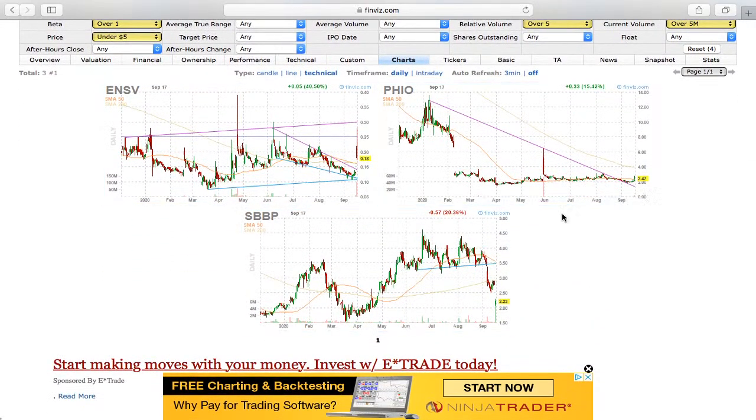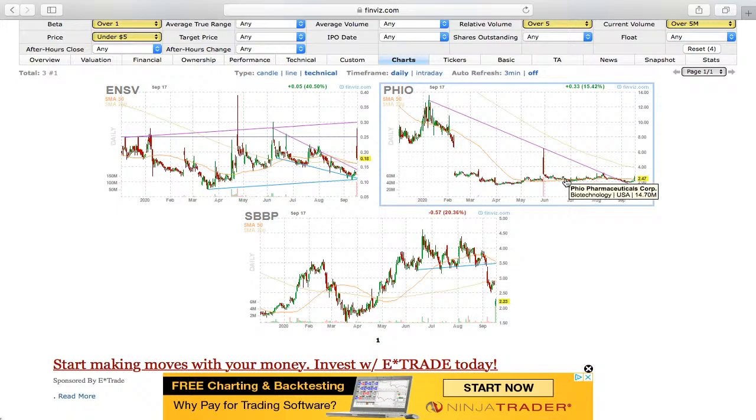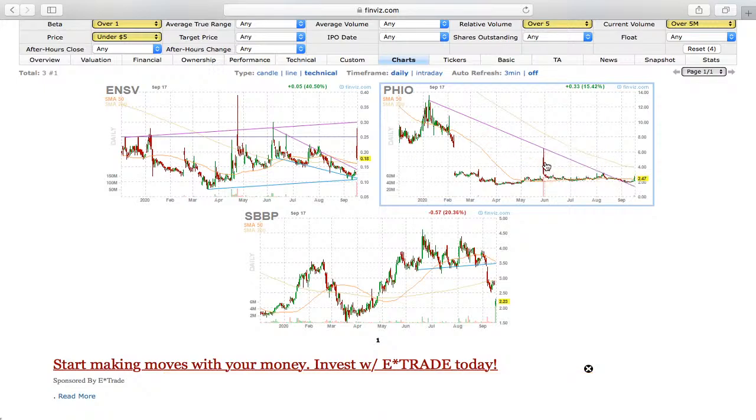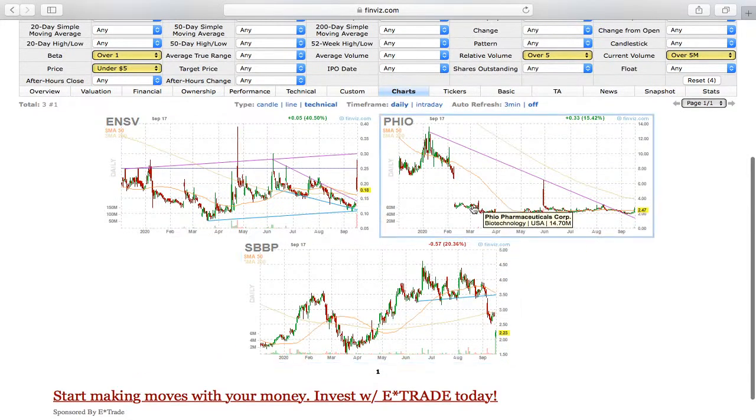I'm not loving any of these myself. This has a weird candle going on there. I wouldn't trust that. This one just hasn't had a lot of volume recently. It looks like, I don't know why all of a sudden. But even if it does go up, how high can this one really go? I'm not a huge fan of any of these in particular. But that is one way of looking at plays that are on the more volatile side.